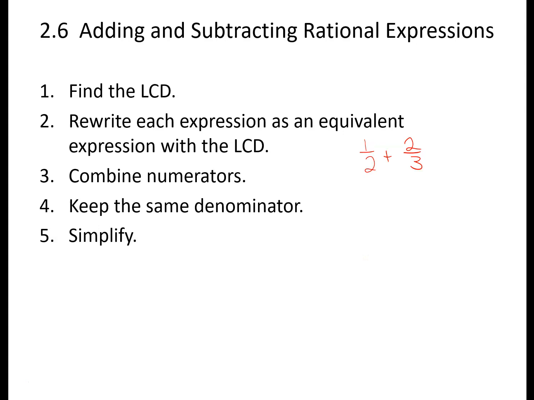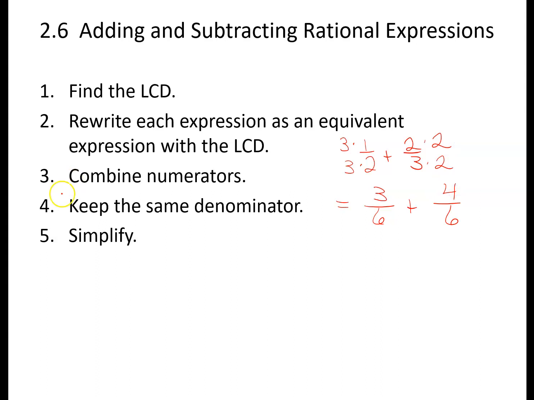Step 2, rewrite each expression as an equivalent expression with the LCD. And so you put that 6 as the new denominator. And to get an equivalent fraction, whatever you have to multiply the bottom by to get that 6, you have to do the same to the top. So on the second fraction, to make 3 become 6, we multiply by 2. We do the same to the top.